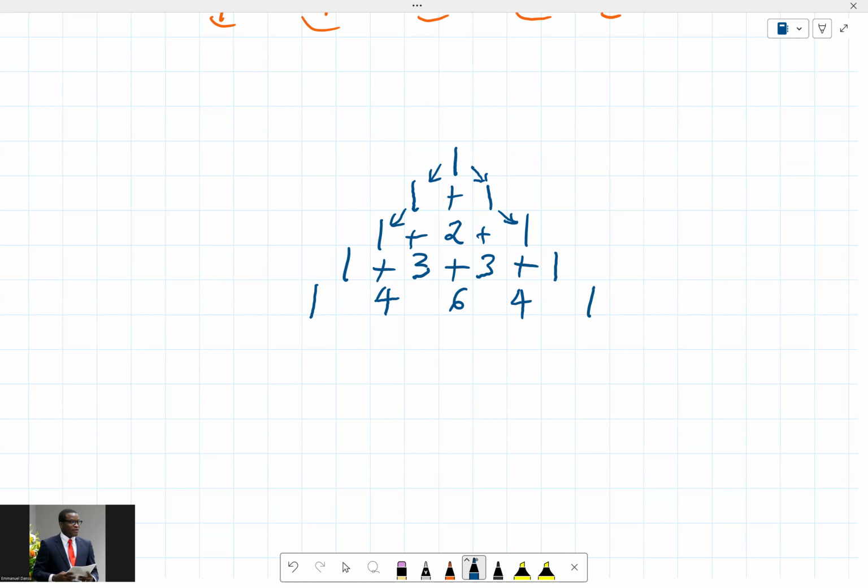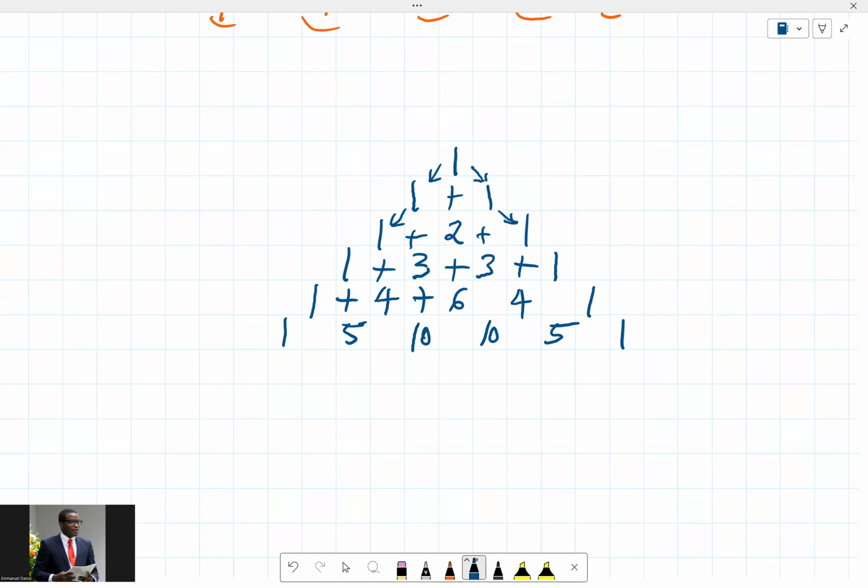So next, what do we have? This one, drop it. 1 plus 4 is 5. 4 plus 6 is 10. 6 plus 4 is another 10. Then 4 plus 1 again, 4 plus 1 is 5. And then 1. Okay. So next thing is what?